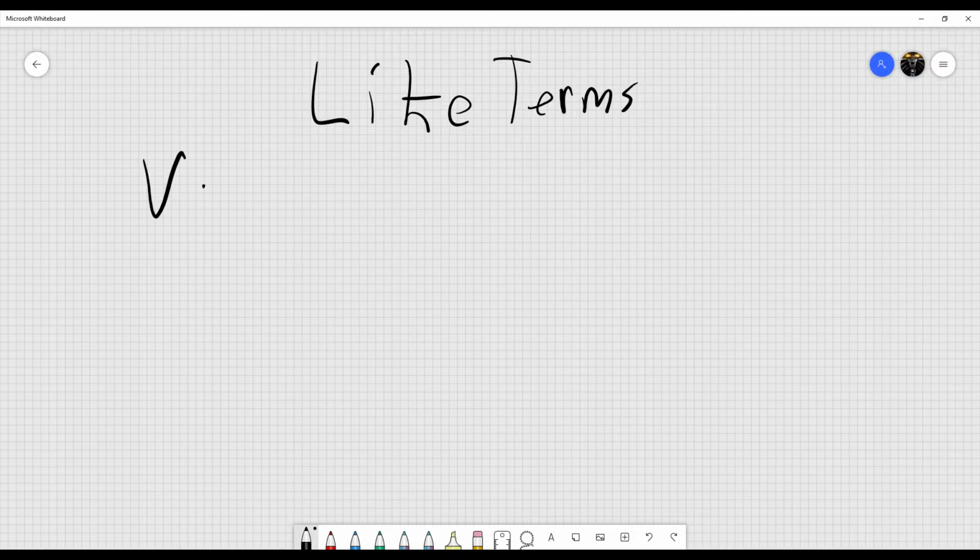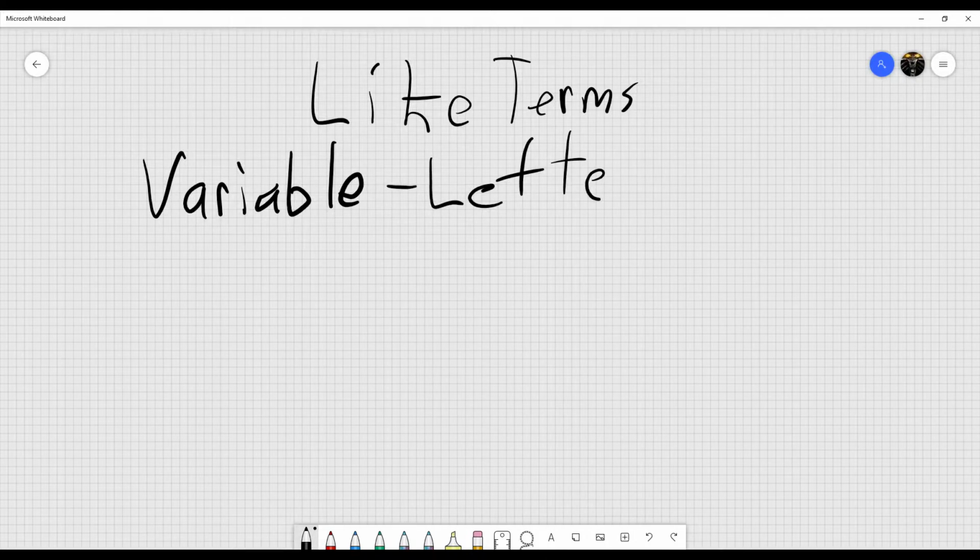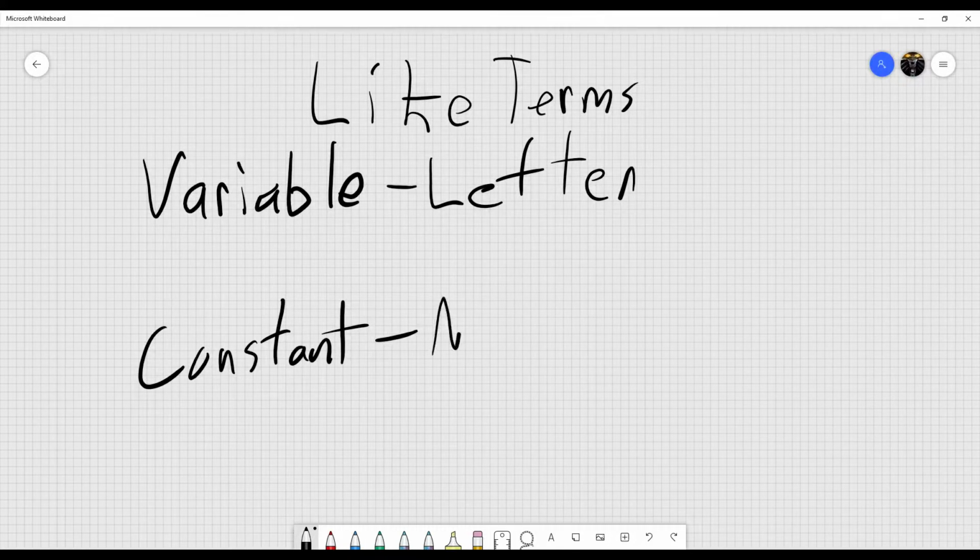We've got two types: variable terms, which are our letters. So that's our X, our Y, whatever letter we're using for expressions or equations. We also have constant terms. Constant terms are the numbers within the expressions or equations. These are the numbers within. Anything that's a constant term is going to be a number, whether it's addition, subtraction, multiplication, or division.